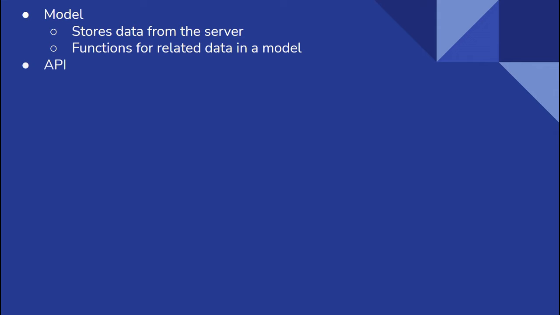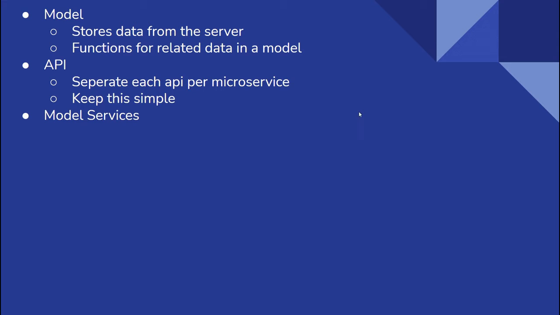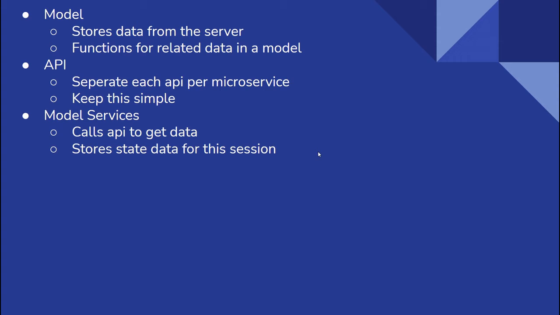We're going to have APIs, and these APIs are going to be separated for each microservice, and they're going to define the routes to our endpoints. And we're going to try to keep these separate and simple. Our model services are going to combine our models and our APIs, and they're going to be there to call the APIs to get the data that we need. And we're going to be able to store that data throughout the length of the session of the app.